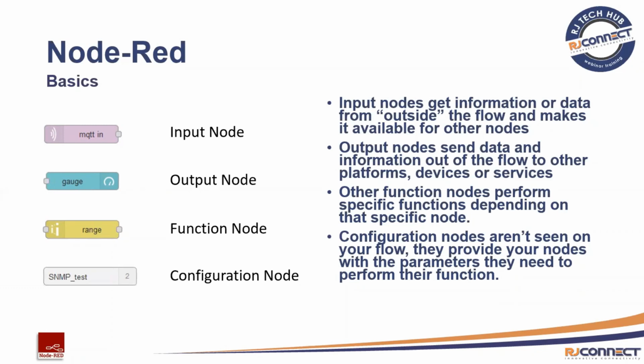And then we get configuration nodes. These nodes typically aren't seen on your flow, and they provide your nodes with the parameters that they need to perform their function. So in this example, there's an SNMP configuration node, and this node is used to configure the connection to an SNMP agent or device that you're requesting SNMP information from. Typically, you would find a configuration node for connecting to a PLC or a Modbus device. You would also find configuration nodes for MQTT as well. To set up the connection to your cloud service, you would need that configuration node for MQTT. And then each node is a predefined JavaScript package or function that we call into the Node-RED flow.